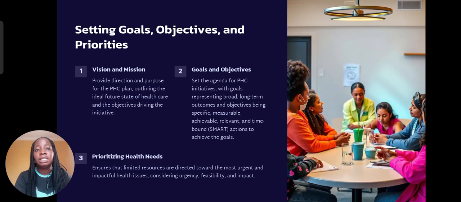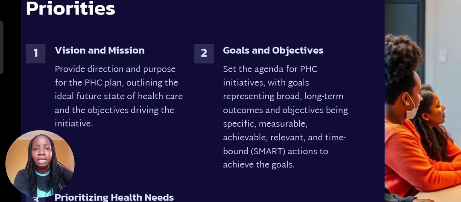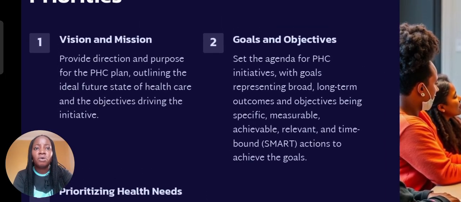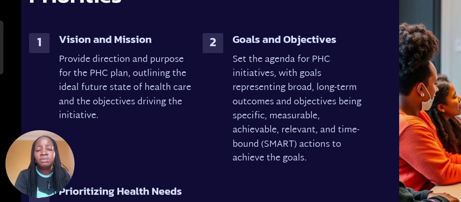Now the next thing is, after you have identified what the problem is, what the challenge is, and what needs to be done, you have to set goals. If you do not set goals, you will just be working without a focus. So first of all, you have to know the vision and mission, which provide direction and purpose for the primary health plan, outlining the future state of healthcare that you want and the objectives driving the initiative. Set an agenda for the primary health initiative with goals representing broad long-term outcomes and objectives being SMART.